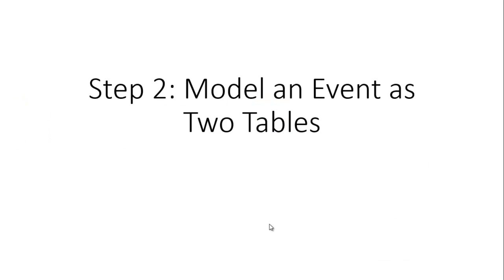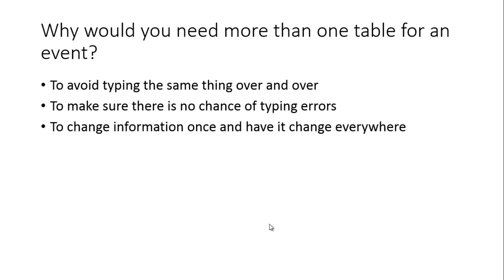Okay, I assume you have a model of your event as a single table. Now let's talk about how you might take that same model of an event and make it into two tables. So there's a little work that I'm going to do to run up to this. Why would you need more than one table for an event? It looks to me from your work so far that that event table has everything you need in it already, but it's really not the way the professionals do it. And there's some simple reasons why professionals don't do it that way.